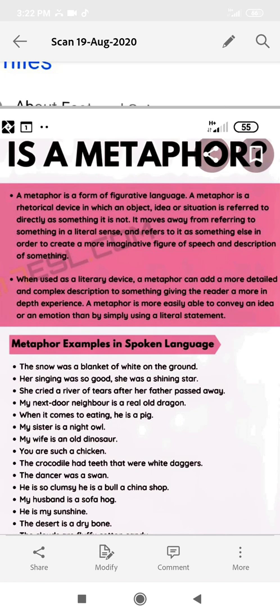An object, idea or situation is referred to directly as something it is not. So metaphor is, in short, something is directly referred to as another thing which it is not. Okay, it is also used for the comparison between two things like simile.